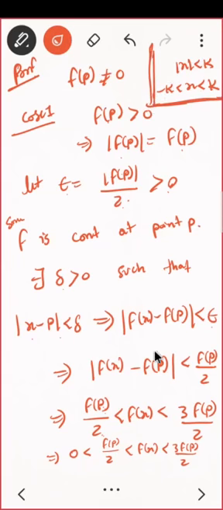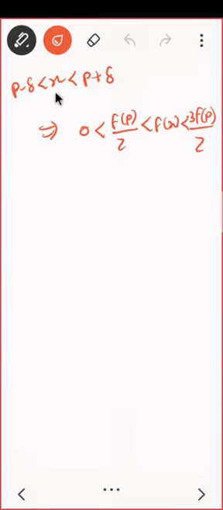So I broke that. I'm getting this will be f of p minus f of p by 2, so that is f of p by 2, f of x, and 3f of p by 2. So what you are getting? 0 less than f of p by 2, f of x less than 3f of p by 2. That's it. So what do you get? When your x is lying in this interval, your function is having same sign. Is the proof clear?